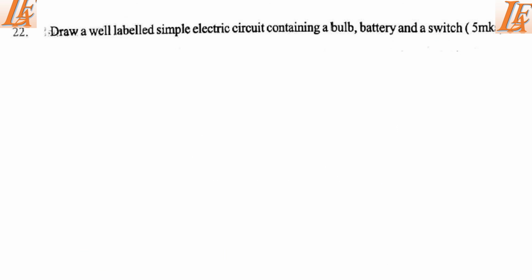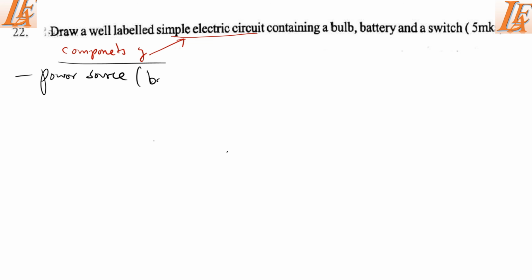Question 22. Draw a well-labeled simple electric circuit containing a bulb, a battery, and a switch. We define a simple electric circuit as a closed loop through which electric current flows. We have 4 main components of an electric circuit. The first one is a power source, and in this case the power source that we're going to use is a battery.